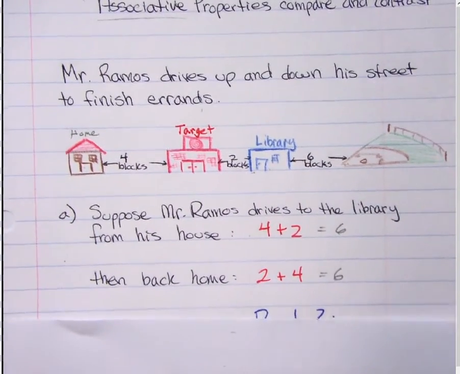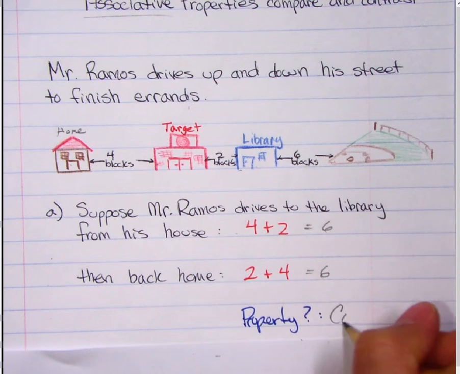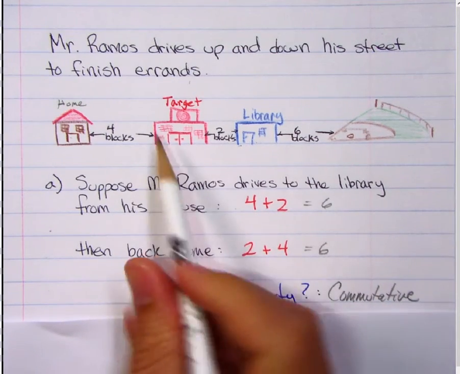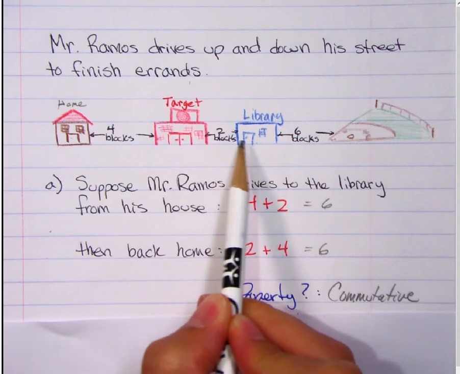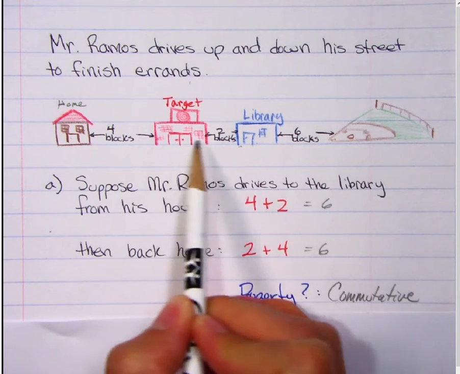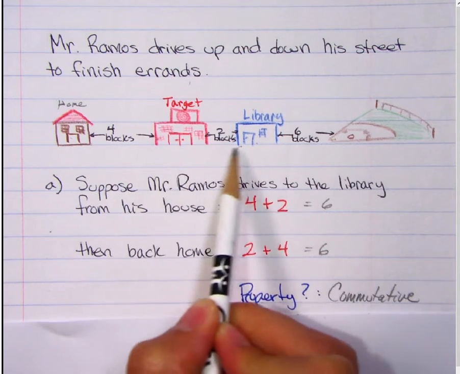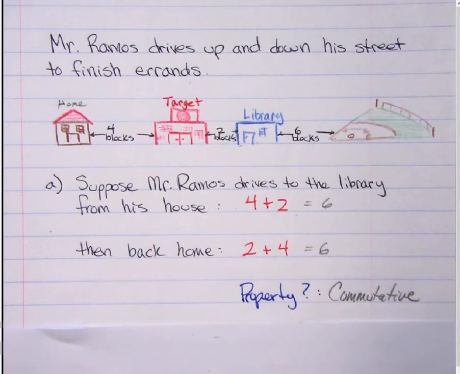So in this case, when I'm adding, what property am I going to use? This is called the commutative property. Commutative, so think of my commute. When your parents leave their house to go to work and come back, they go the same distance, typically, unless they're making other stops. They go one way and then the other. So 4 plus 2 is equal to 2 plus 4.